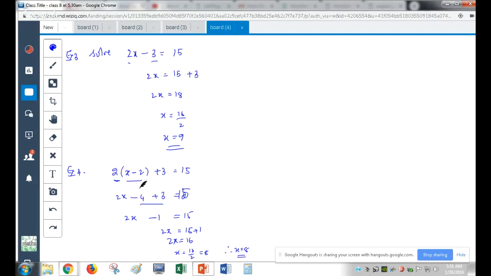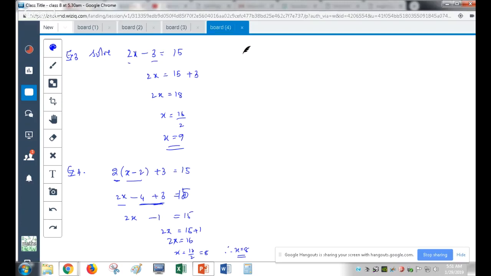So when there is a bracket, you have to remove the bracket. And all the like terms should be simplified. Like terms means numbers, x terms, they are all like terms to be simplified. And then send constants to the other side and then send coefficient to other side.